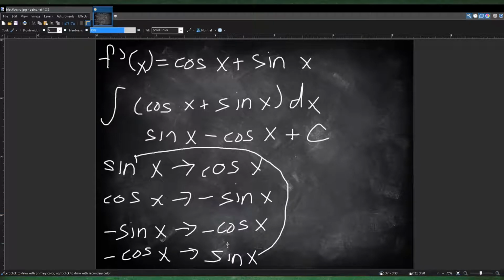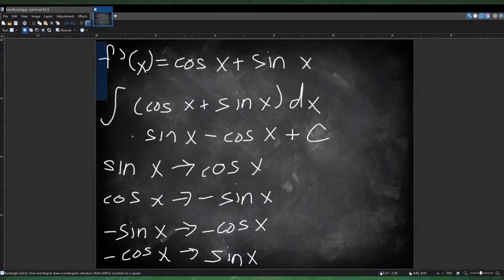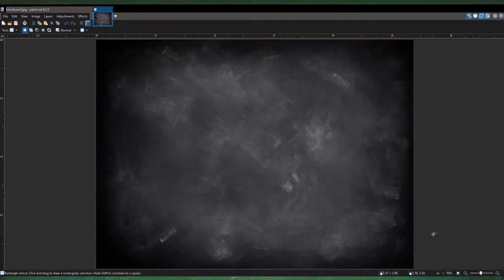So it's basically the same thing. You're just alternating between negative and positive cosines and sines. And that's the cool property about trig derivatives. Okay? And that's the first method, which is the basic method.